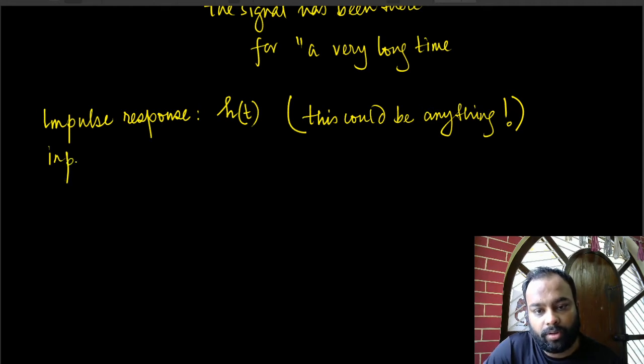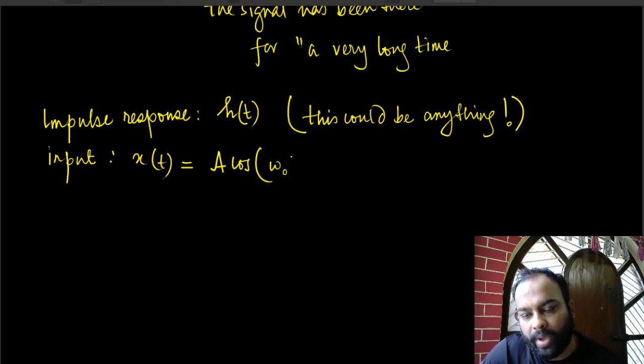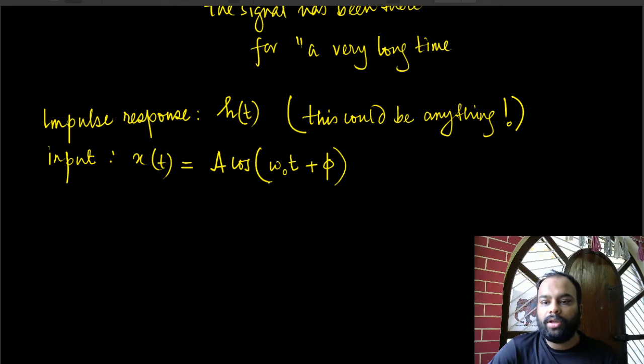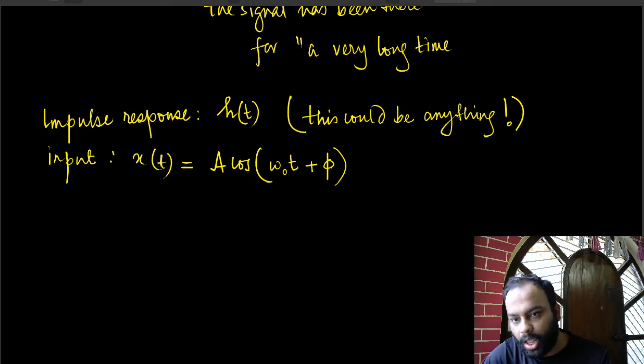And the input was x(t), that was a cosinusoid, cos(omega naught t plus phi). So this has a frequency of omega naught radian per second, and phi is just a phase angle, right? All right, that was the input.